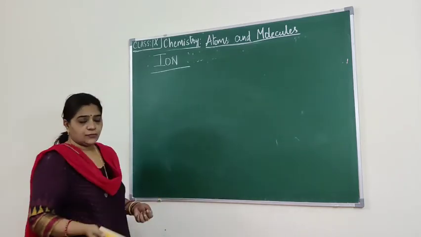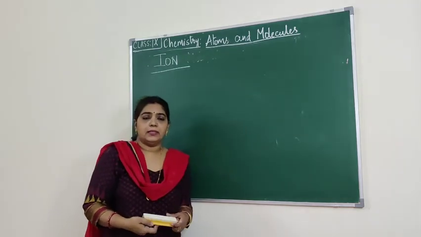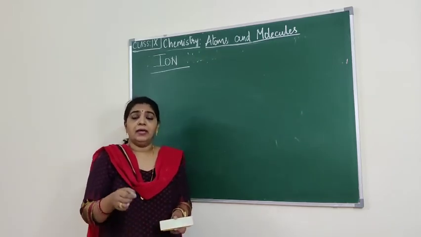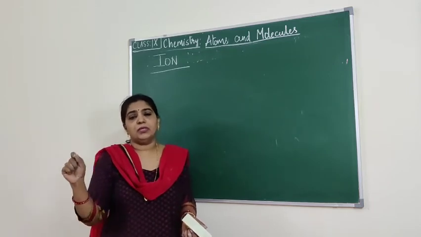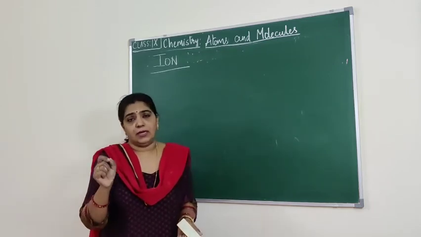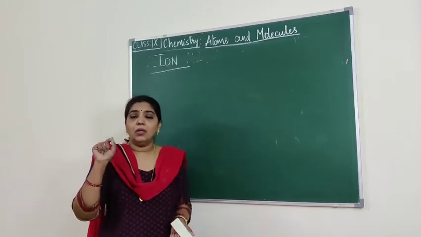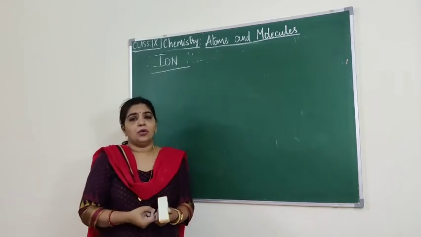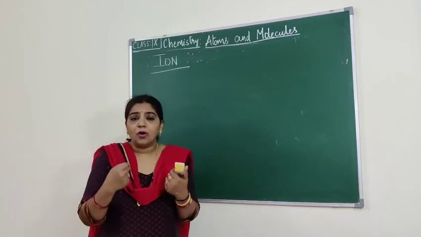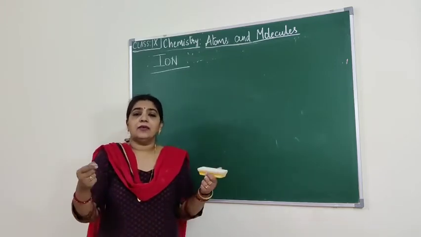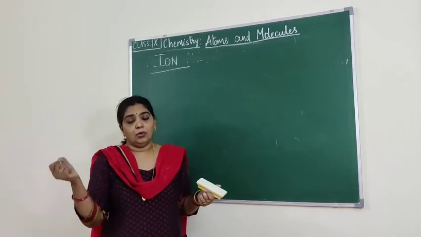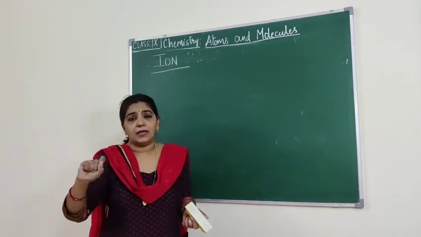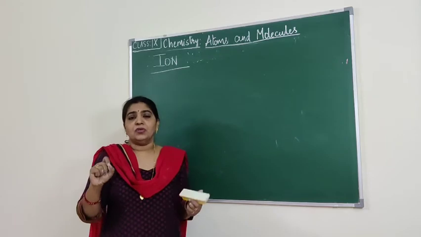So let us see how it is formed. I told you that the atoms don't exist independently except for a few. The noble gases exist independently, that's why they are monoatomic. All the other elements exist as either a molecule of an element or a molecule of a compound. So why do they form compounds? The reason is that they want to be stable like the noble gases. Noble gases are stable elements. They don't take part in any chemical reaction.